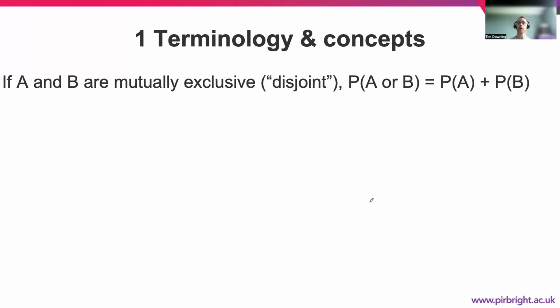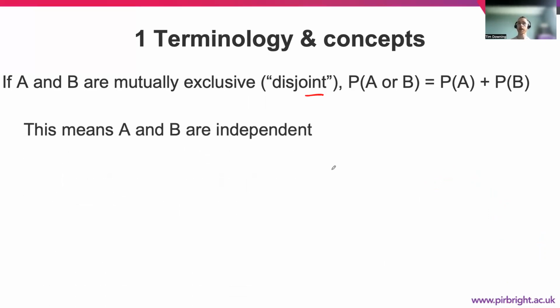If A and B are mutually exclusive, they're sometimes referred to as disjoint. And what we can say there is that the probability of A or B is equal to the probability of A plus the probability of B. So the probability of A and B is therefore equal to 0. So this means that A and B are completely independent. And that's often important for your biological data sets because that can be a key assumption for testing different processes.